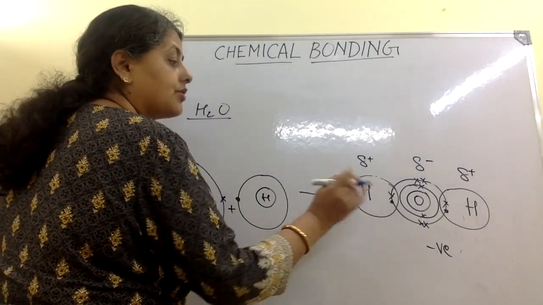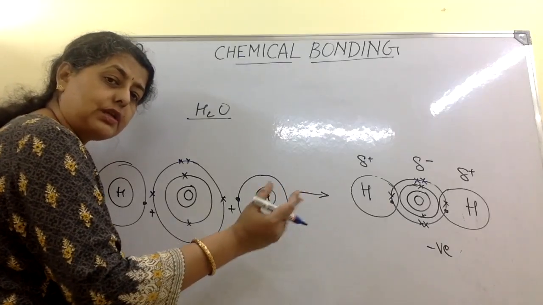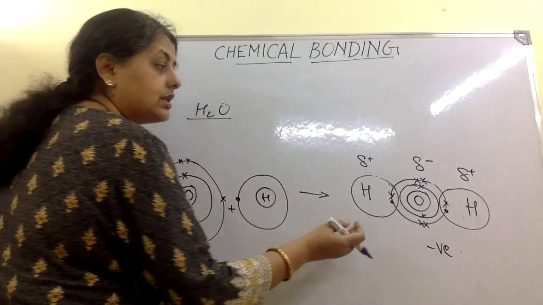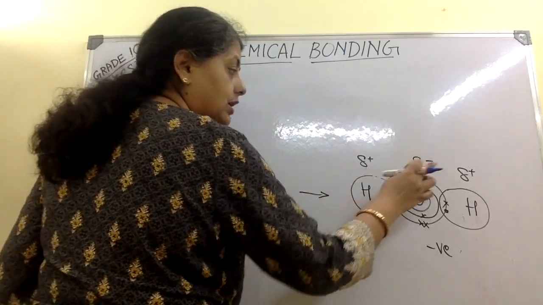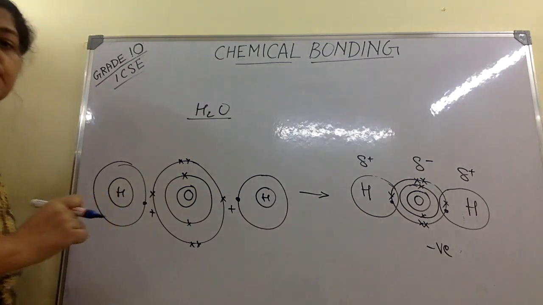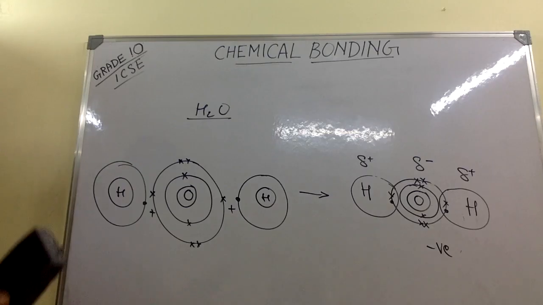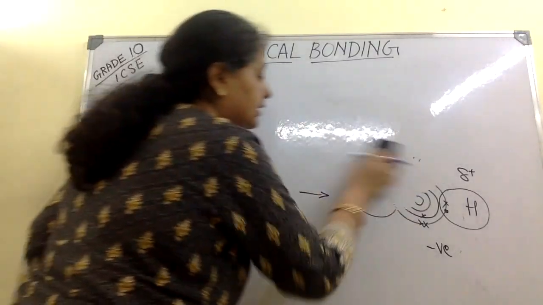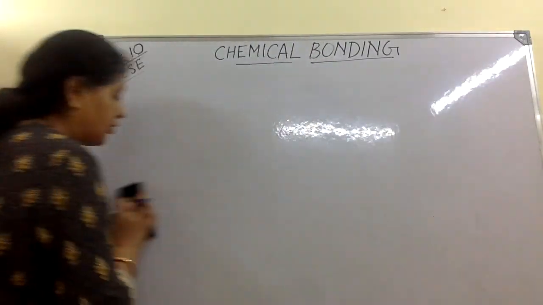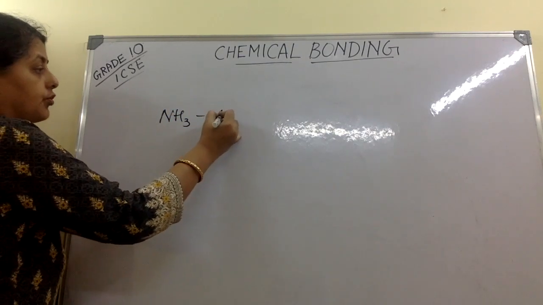So the pair of electrons is pulled more towards oxygen, though they are going for a single covalent bond and they should have shared. So partial positive charge for hydrogen, partial negative charge for oxygen. This is a polar compound. So after HCl, hydrogen chloride, this is the next polar compound that we did. We are going to do more polar compounds now. Ammonia.